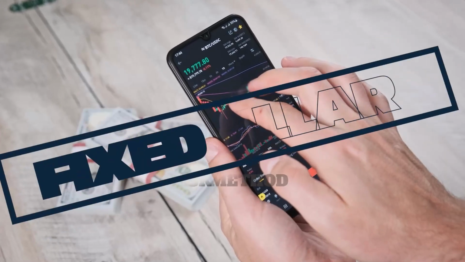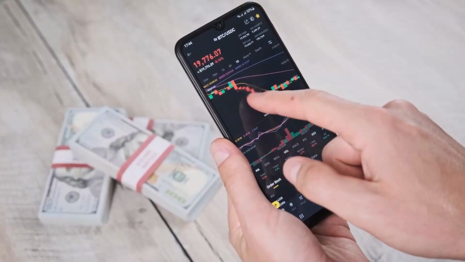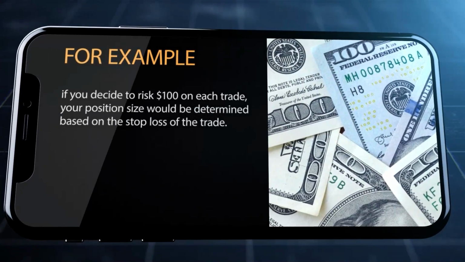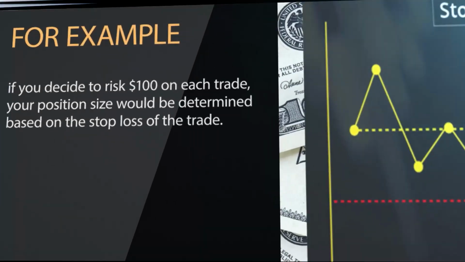The fixed dollar risk method involves risking a fixed amount of capital on each trade. For example, if you decide to risk $100 on each trade, your position size would be determined based on the stop loss of the trade.